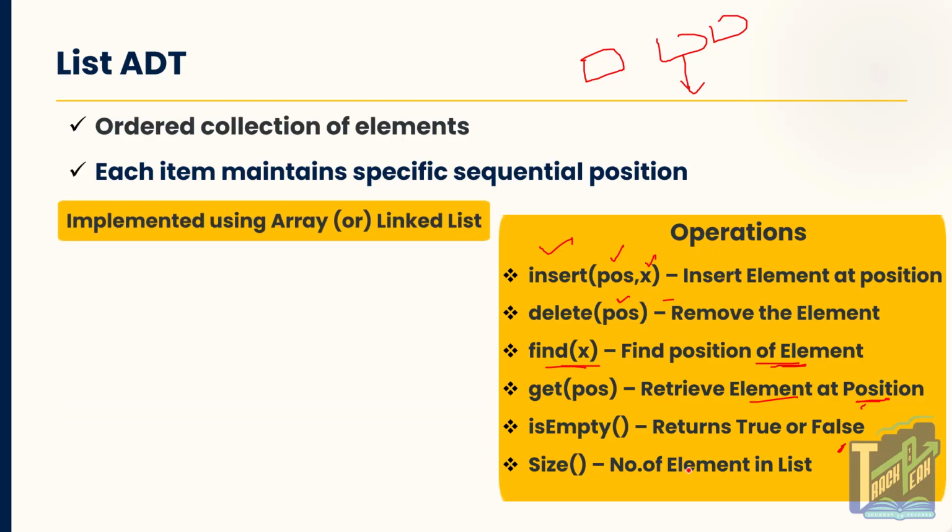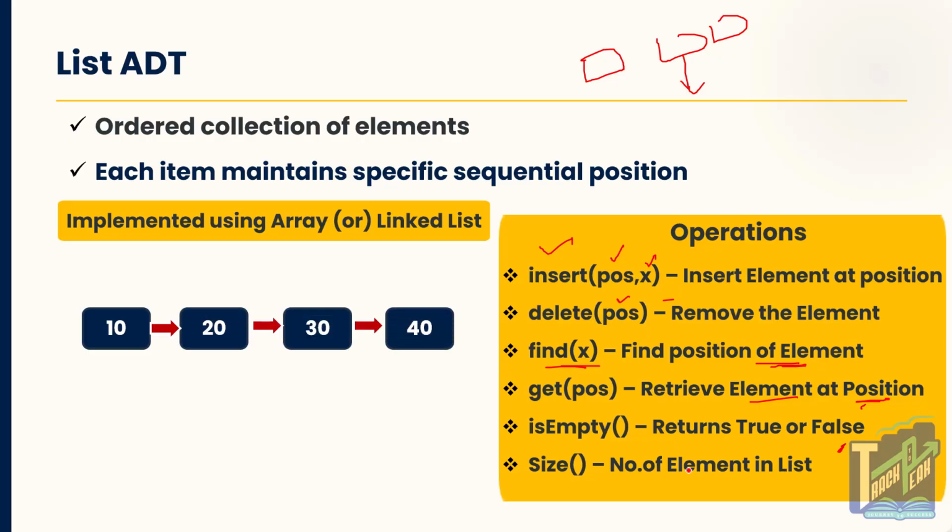So this can also be implemented using an array or linked list. Here are some examples. This is the list. There is a link between 2 elements. So we can remove any element from any position. Also we can insert any element into any position. This is possible in list ADT.